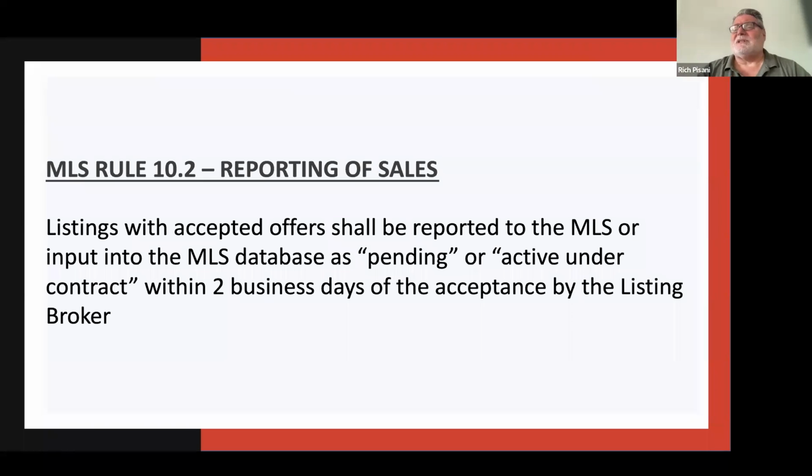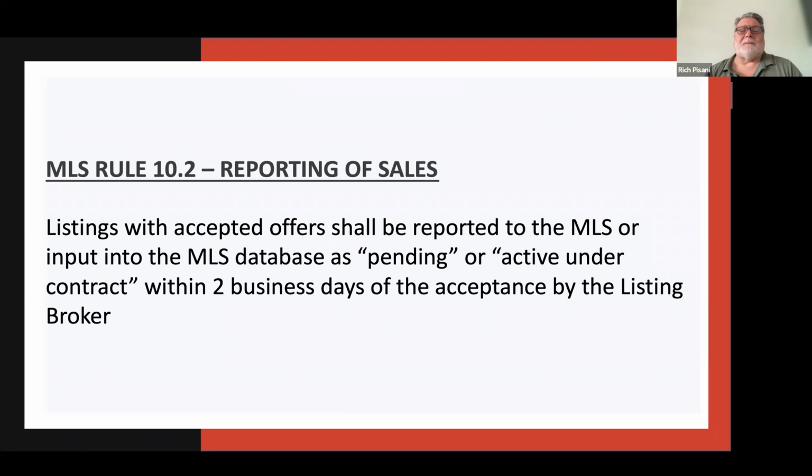The only exceptions to this are probates, like with court confirmations and stuff, but you have to change the status within 2 business days after it changes. Now, like it says, it can go to active under contract or it can go to pending. What's the difference between the two?